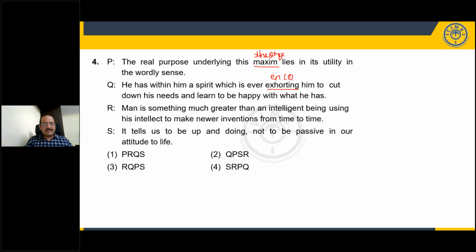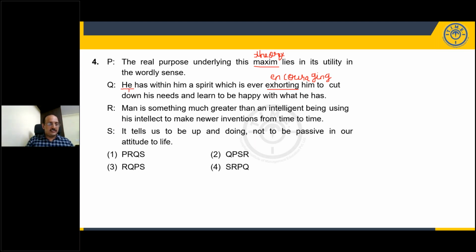So I'm talking about man in general over here. That's what he means. So he says that man has a spirit that is always asking him to basically cut down his needs and be happy with whatever he has. So man is something much greater than an intelligent being using his intellect. Intellect is intelligence to make newer inventions from time to time. So line number R tells me that man is something more than just an intelligent man who uses his intelligence to make inventions. So can I say R and Q will come together?